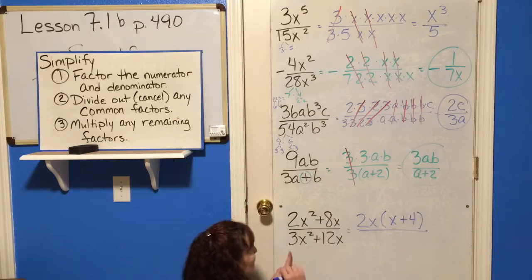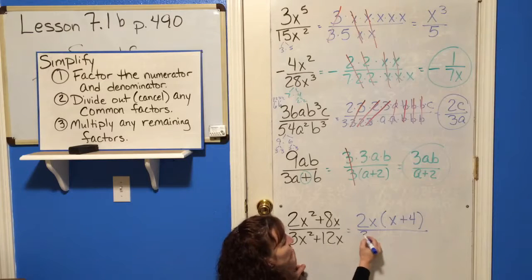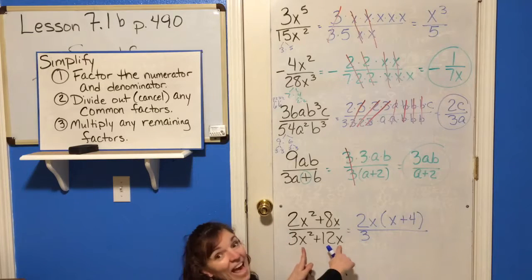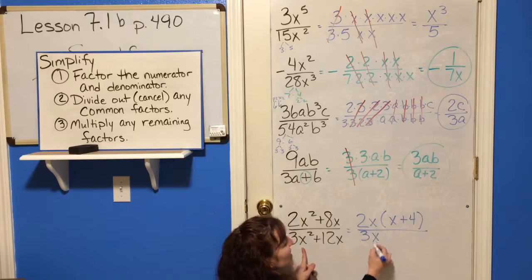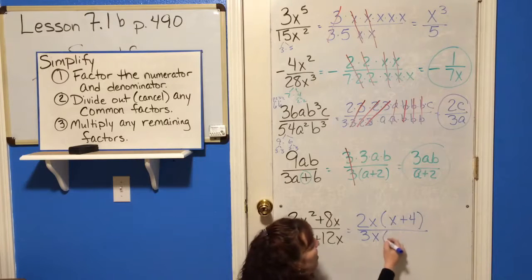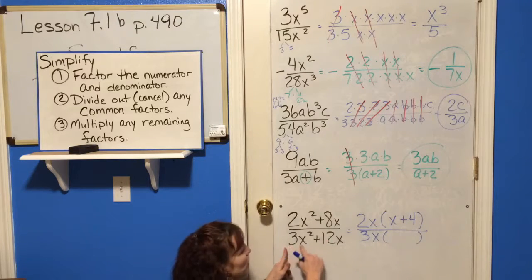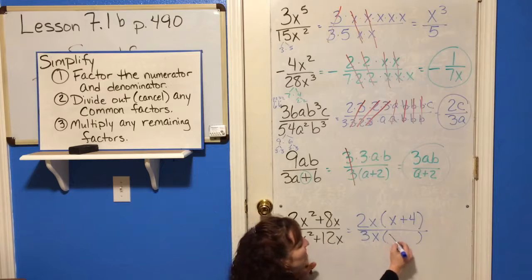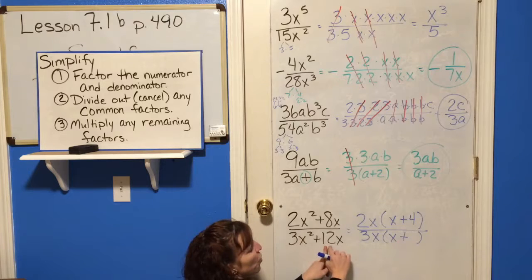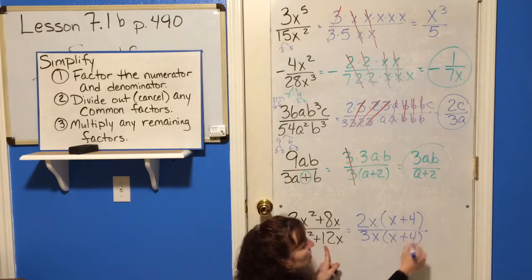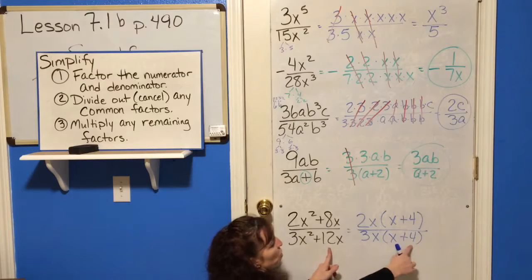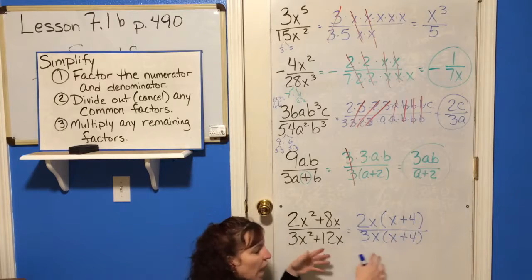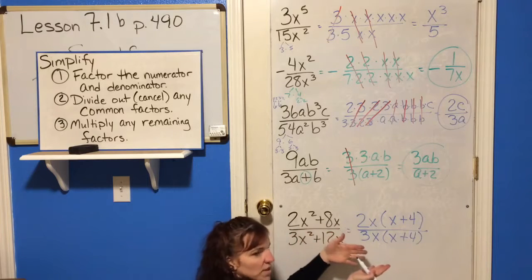Now let's look to see 3 will come out of 3 and 12, and x will come out. So take the x out, and then what you have left is 3x times another x plus 3x times a 4 gives you 3 times 4 is 12x.